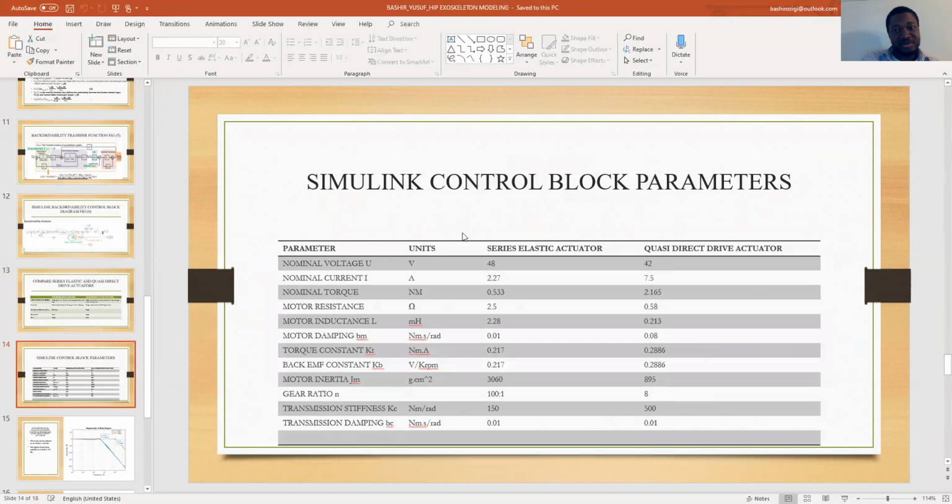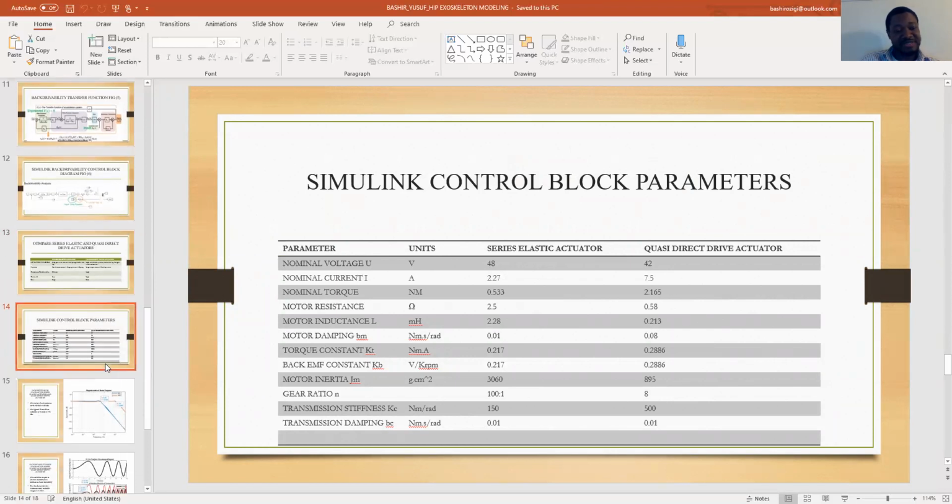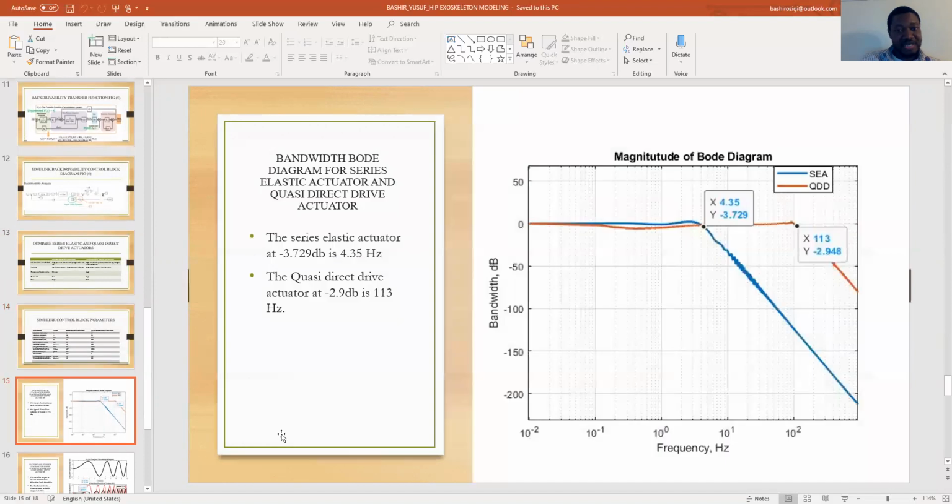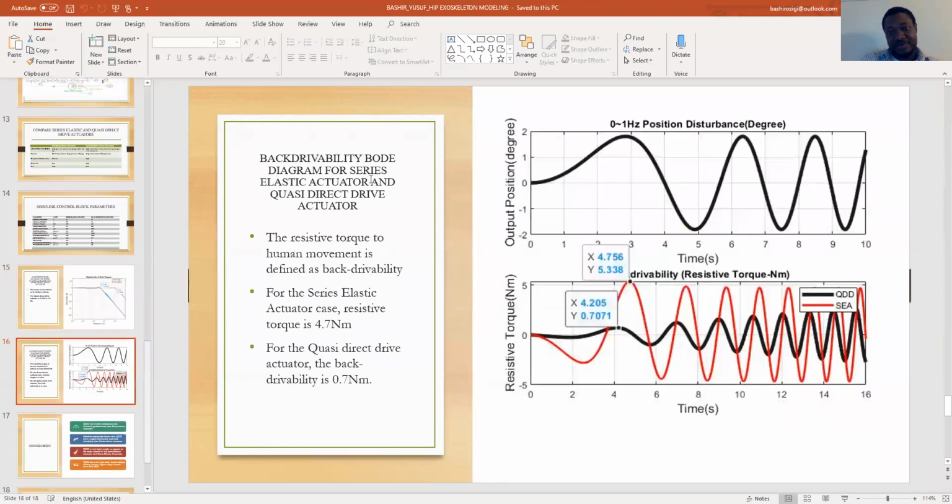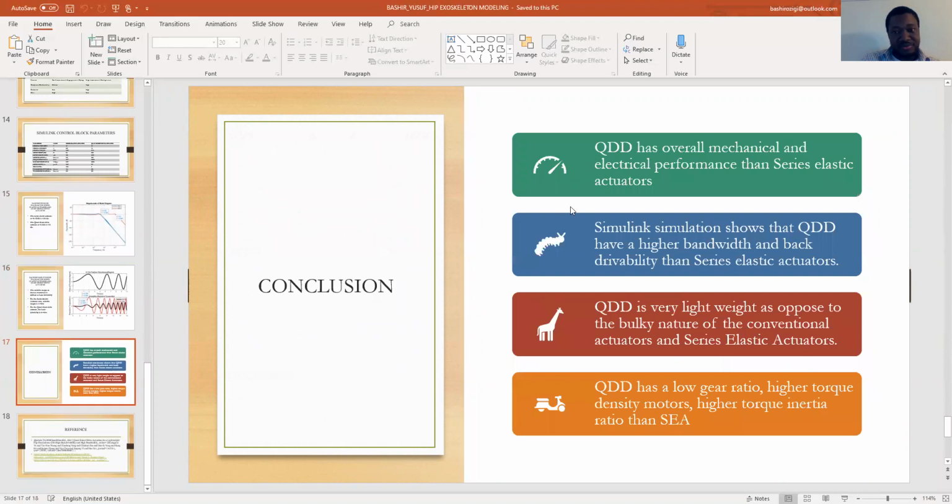And what we did was to create a Simulink control block for our work, in which we input these parameters to see how it's going to react. At the end of the day, I was able to get a very high value for the bandwidth for QDD and a considerable bandwidth for the SEA. Likewise, for the back-drivability, you can see that the resistance of the QDD is very low when compared to the SEA. So overall, QDD has better performance.